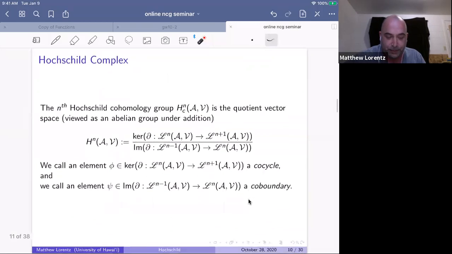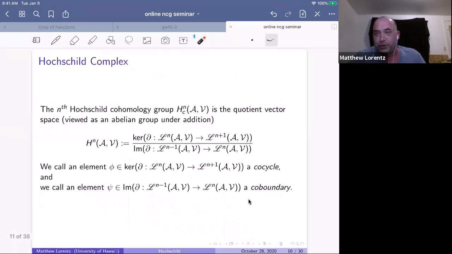And then, as we usually do with cohomologies, we build the Hochschild group by taking the kernel of the boundary map and modding out by the image of the previous boundary map. And we call an element in the kernel a cocycle, and an element from the previous boundary map a coboundary.